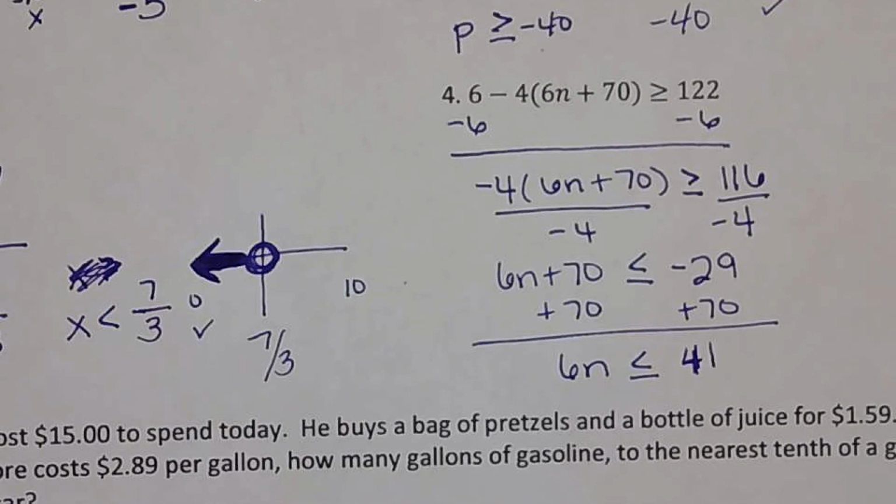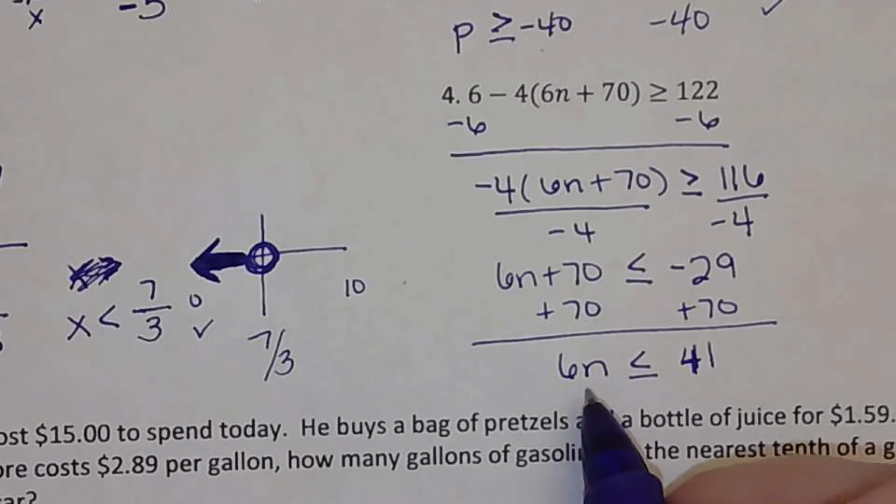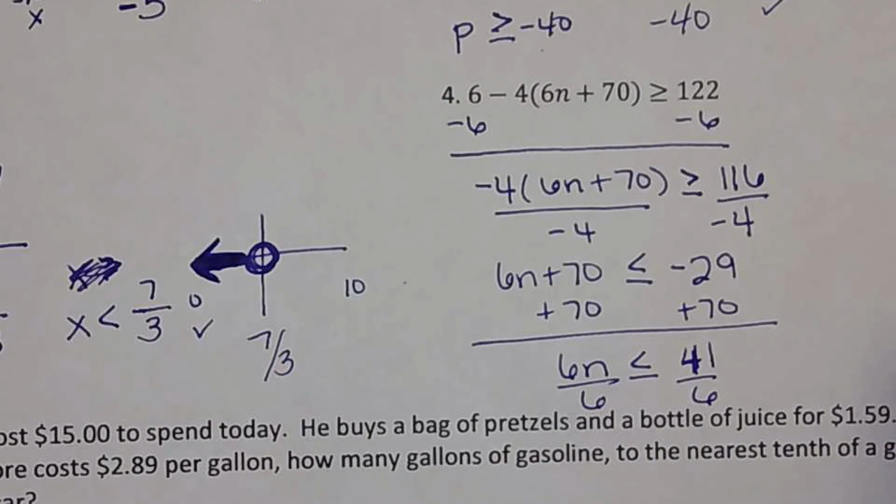Let's see if I can find a calculator real quick on my computer. Just to double check, 122 minus 6 divided by negative 4. Oops. Yep. Divide by 6, divide by 6. n is less than or equal to 41/6.